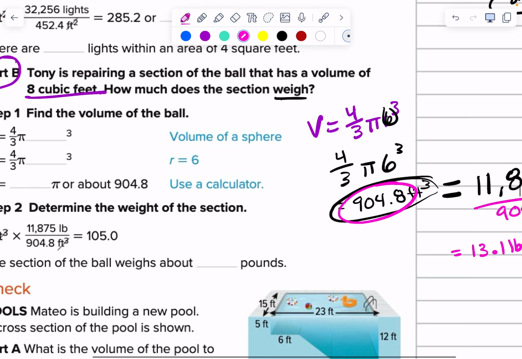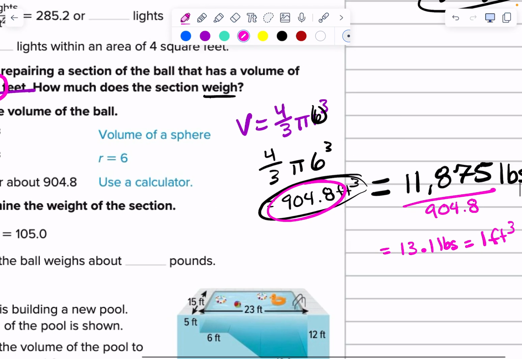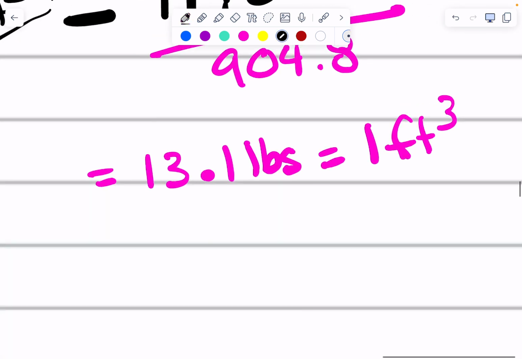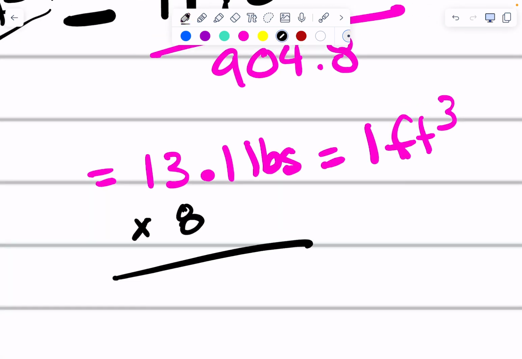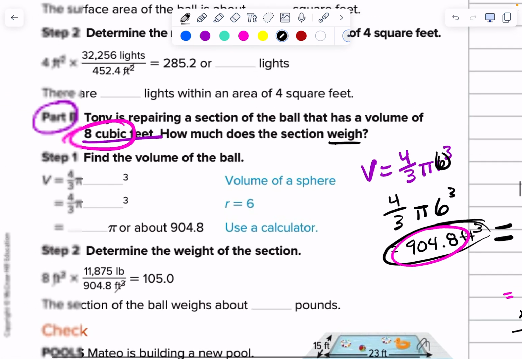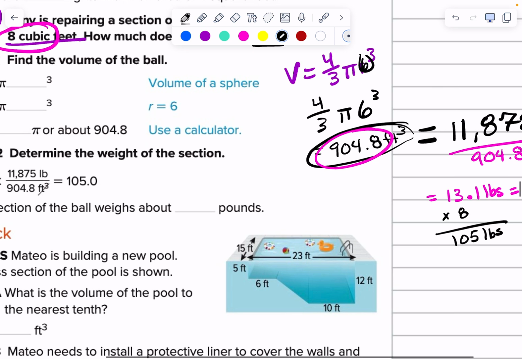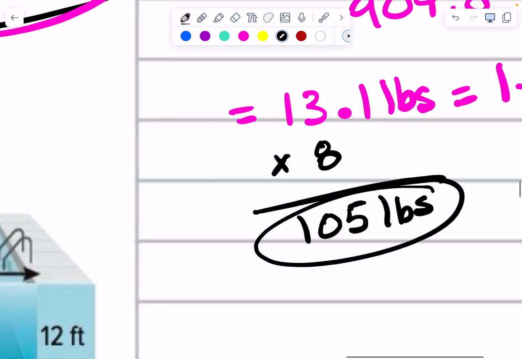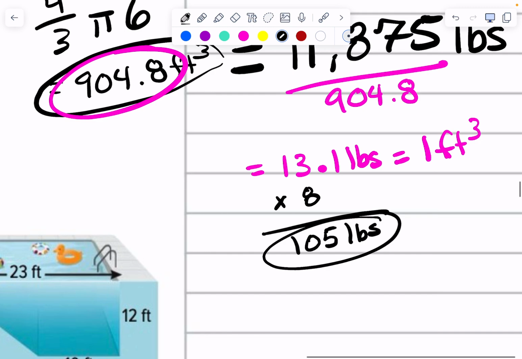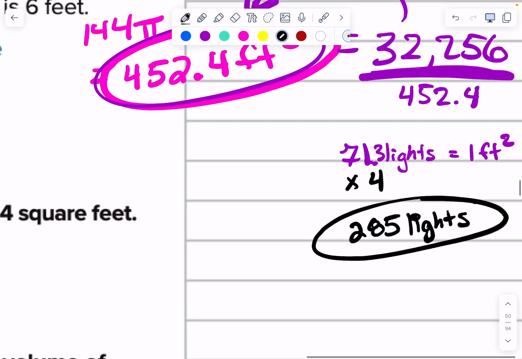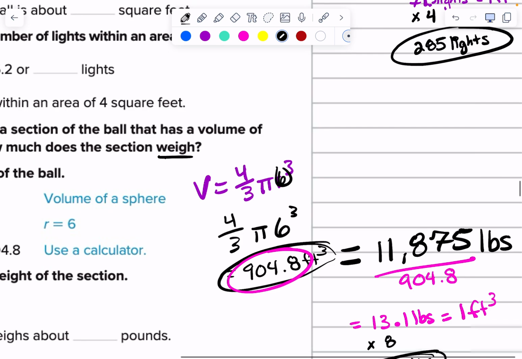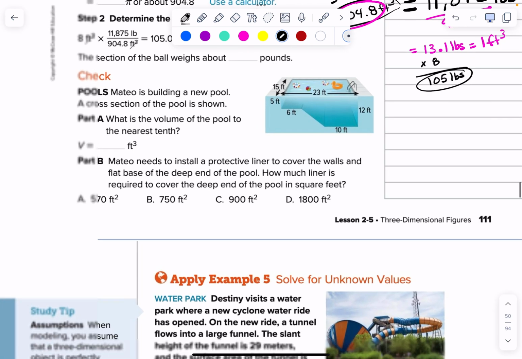But the part that he's working on is 8 cubic feet. So now what do we do? Take that times 8 and it's 105 pounds? Yes, because it's 104.99. Okay, so we'll just round it to 105 pounds. Okay, do you see how we do that? We reduce it to how many it is per 1 cubic foot, right? Same thing as we did up here. How many lights were in 1 square foot? Okay, got it? Happy with that?